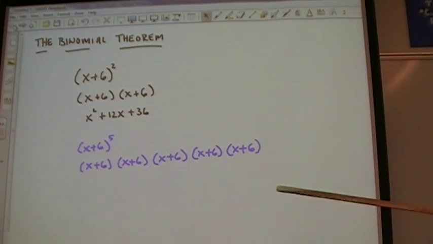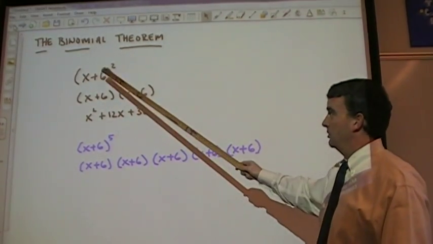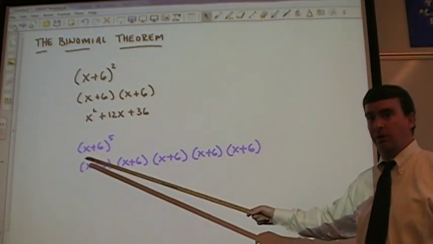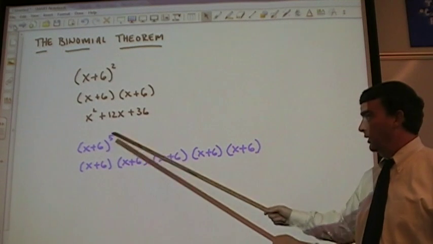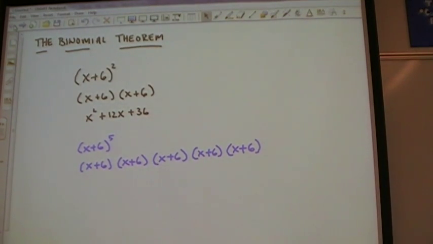See, our first term has to be this number squared, our last term has to be this number squared. So if I multiplied all this out, what's my first term going to be? X to the 5th. What's my last term going to be? 6 to the 5th, whatever that is. Okay?